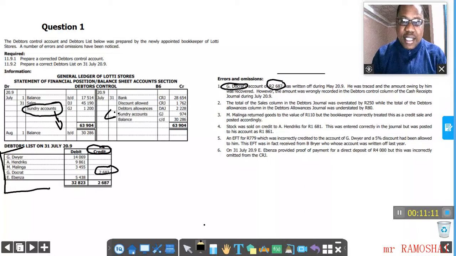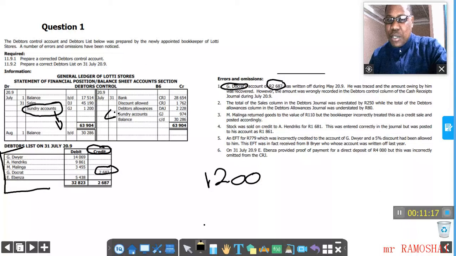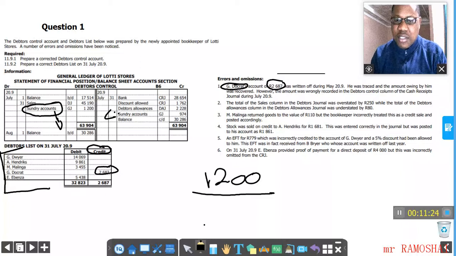So for this amount of 2,000, we must now look at the balance before, that our bookkeeper calculated. So when the bookkeeper, after doing his errors and omissions, he had the balance of the sundry account of 1,200.